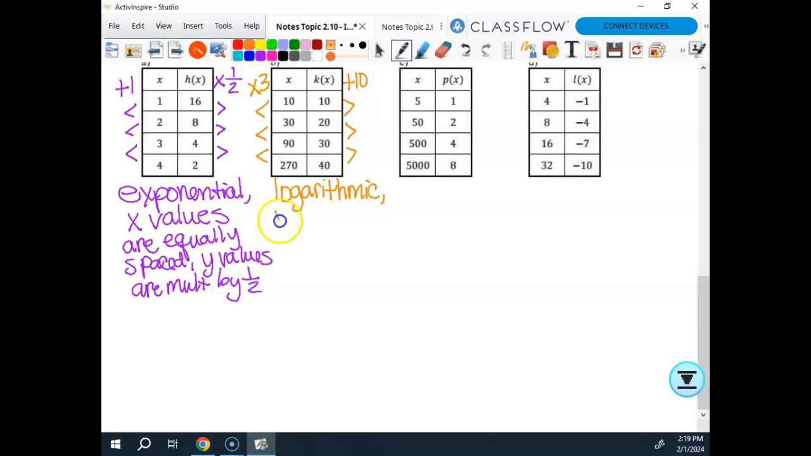So I would say logarithmic, and then I can say that my x values are multiplied by 3, and my y values are equally spaced.